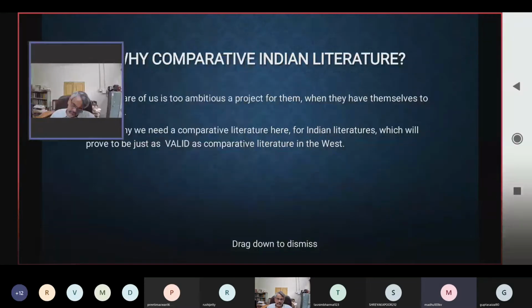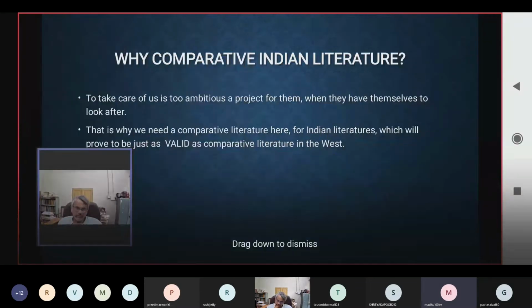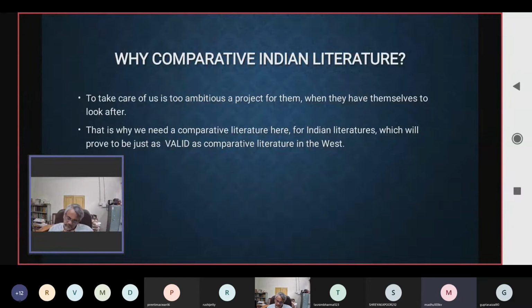Now, if there is a comparative literature, why do we need a comparative Indian literature? So, in very simplistic terms, I have said that it was too ambitious a project for them to take care of us when they had themselves to look after. This is why we need a comparative literature here for Indian literatures, which will be just as valid as comparative literature in the West.